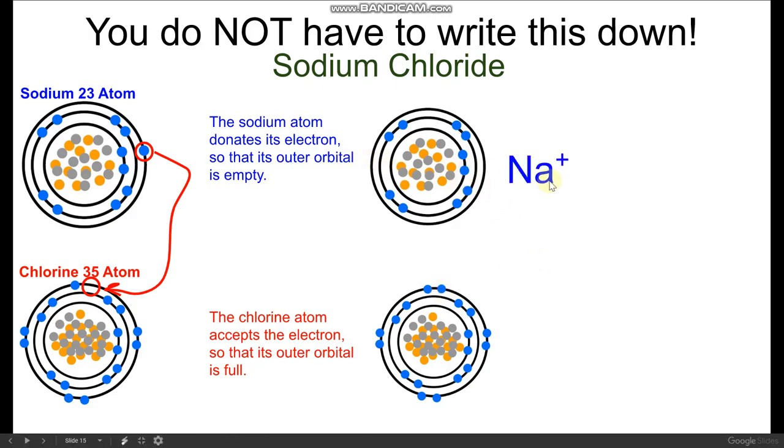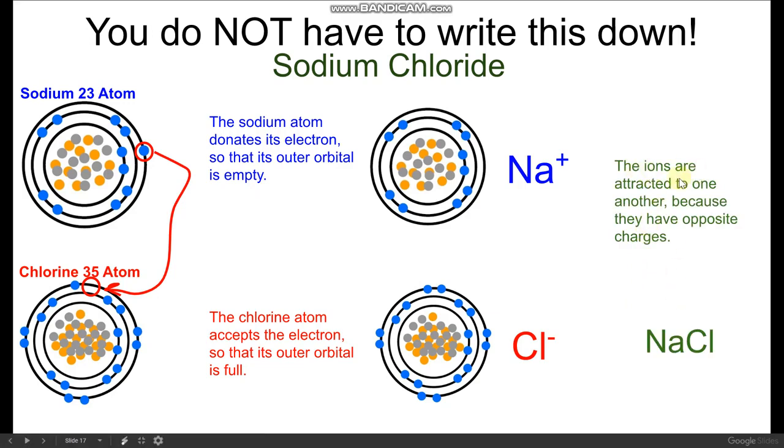And so this becomes an Na plus ion. Remember, metals form positive ions, and that's because it got rid of one electron. And this forms a Cl minus ion, because this chlorine atom accepted an electron. When you get an extra electron, you form a -1 charge. And again, because these two ions have opposite charges, they're attracted to each other. The ions are attracted to one another because they have opposite charges. And so we ended up with an NaCl molecule. That compound forms because those two ions are attracted to one another.